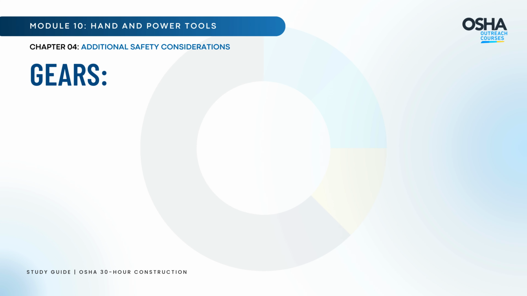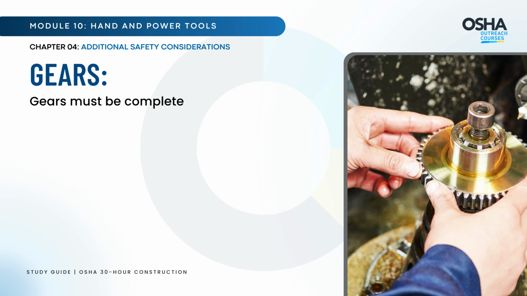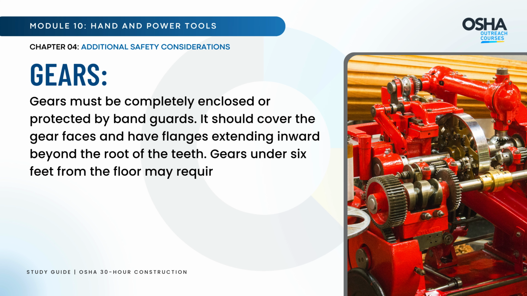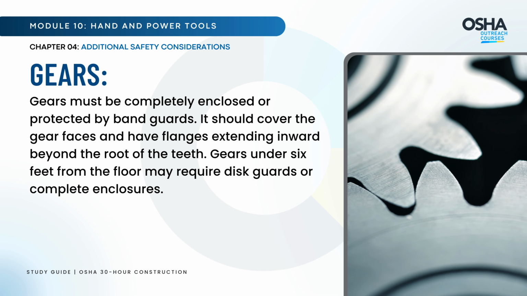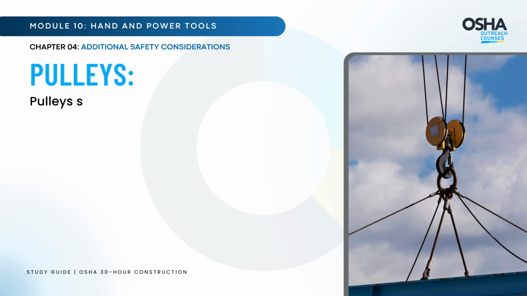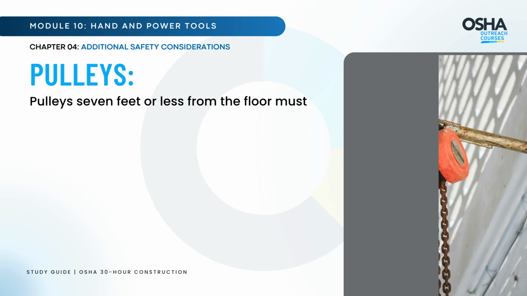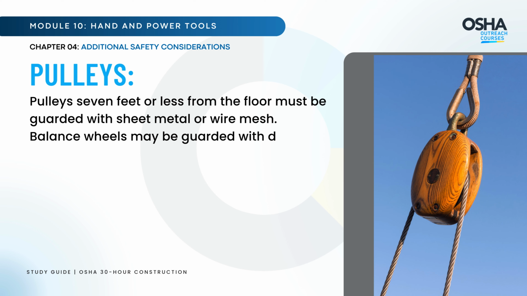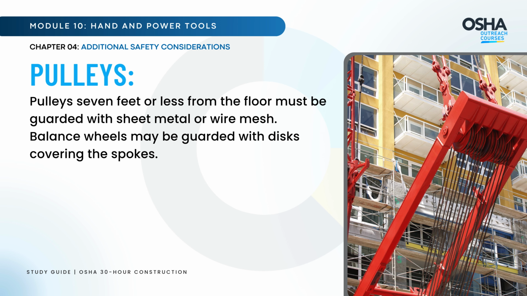Then, gears. Gears must be completely enclosed or protected by band guards. It should cover the gear faces and have flanges extending inward beyond the root of the teeth. Gears under 6 feet from the floor may require disc guards or complete enclosures. Furthermore, pulleys. Pulleys 7 feet or less from the floor must be guarded with sheet metal or wire mesh. Balance wheels may be guarded with discs covering the spokes.